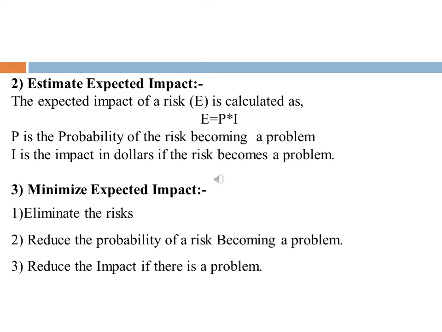The first is to eliminate the risks. While this is not always possible or desirable, there are situations where the best strategy will be simply to eliminate the risks altogether, for example, reducing the scope of a system. Second is to reduce the probability of a risk becoming a problem. Inspections and testing are examples of approaches that reduce but do not eliminate the probability of a problem. Then third is to reduce the impact if there is a problem.